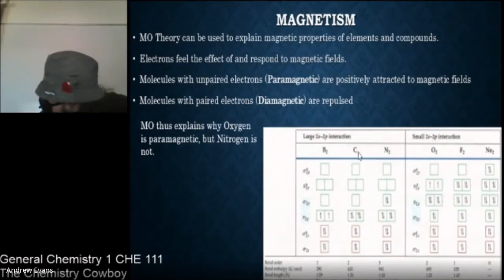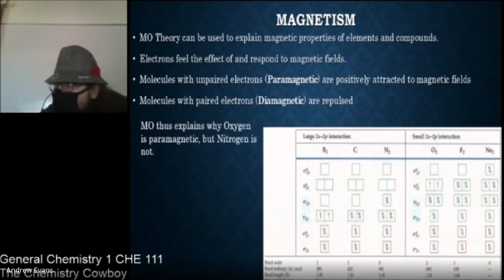With carbon, each atom goes in with 4, so a total of 8: 1, 2, 3, 4, 5, 6, 7, 8. And what we end up having is, sigma and sigma star cancel out, a bond order of 2. Once again, we don't really see just a diatomic, but we do see carbon molecules.